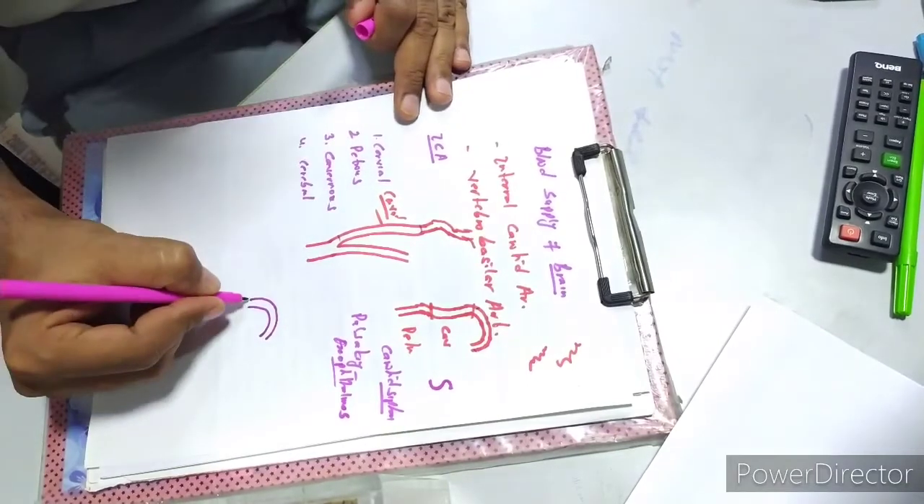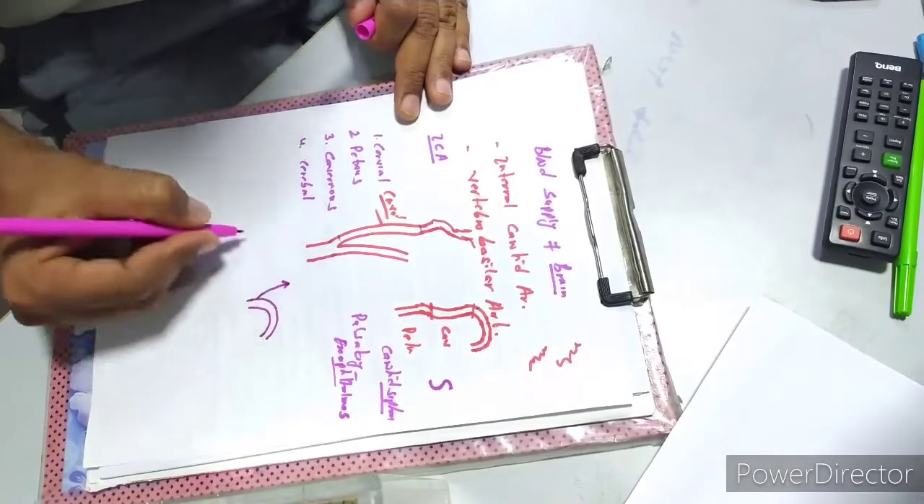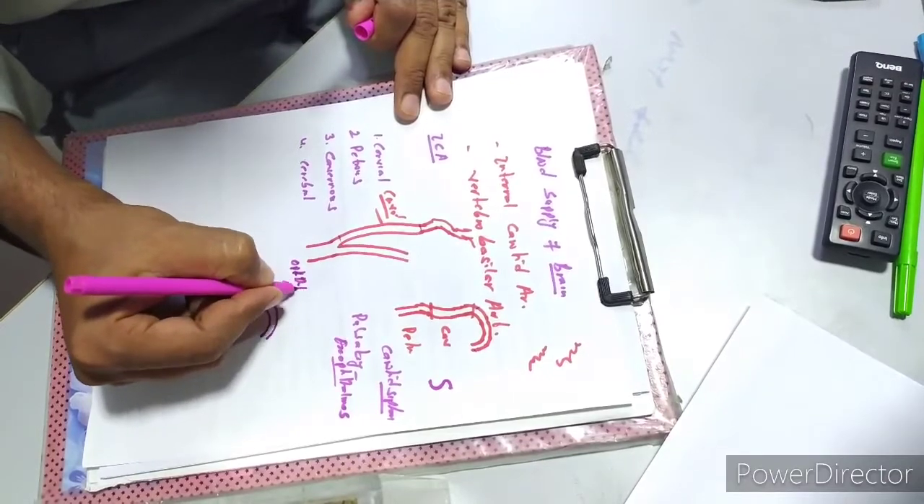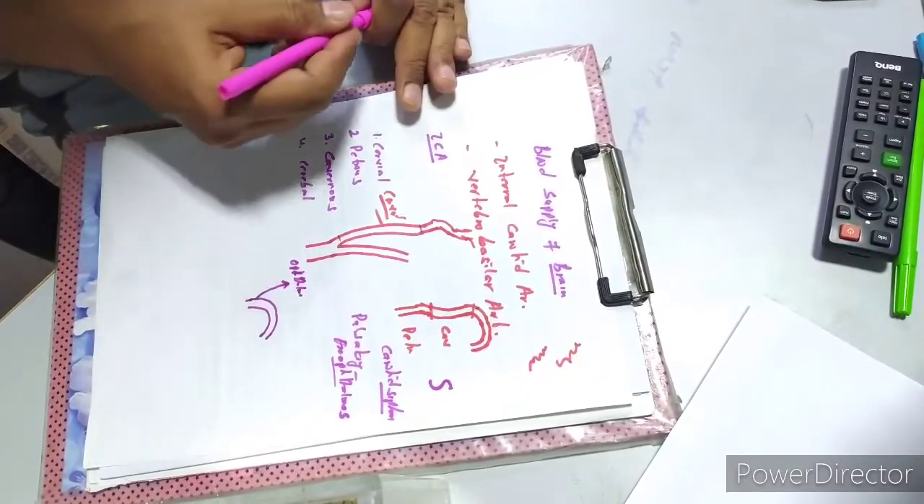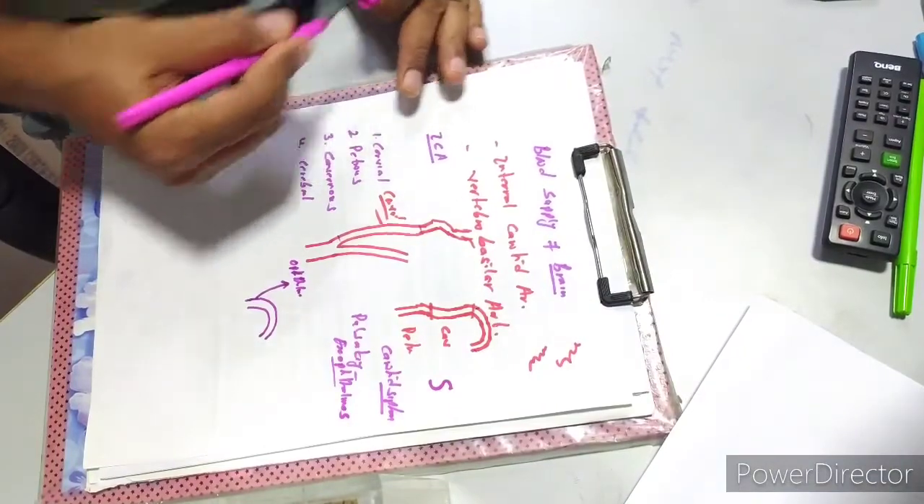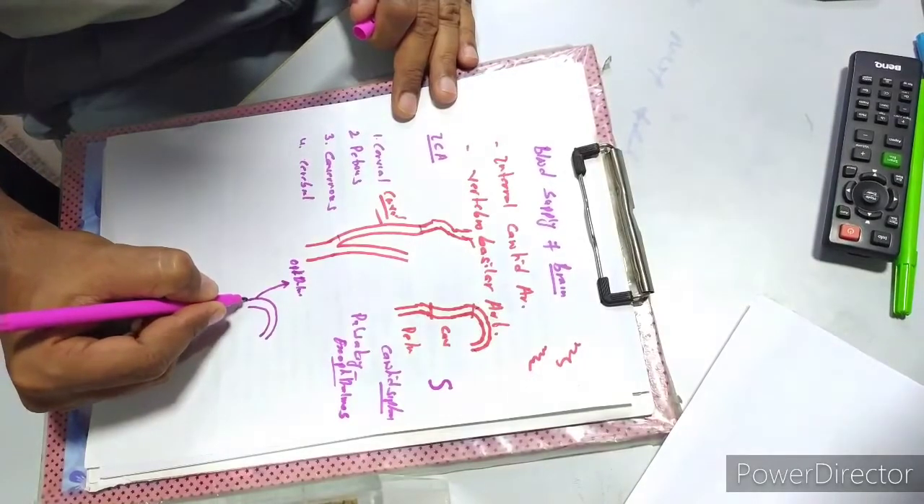Okay, so the first branch is the ophthalmic artery. This is the ophthalmic artery. It enters into the orbit and supplies the structures of the orbit. Then it gives rise to the anterior choroidal artery.